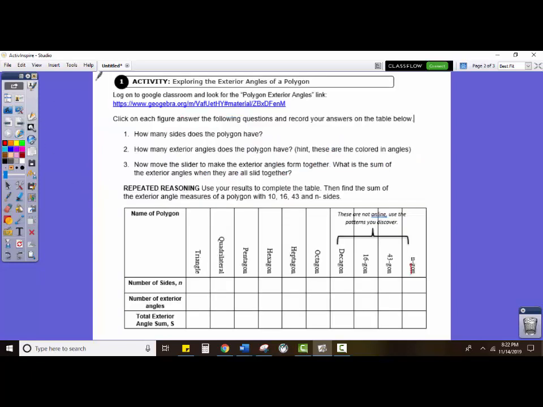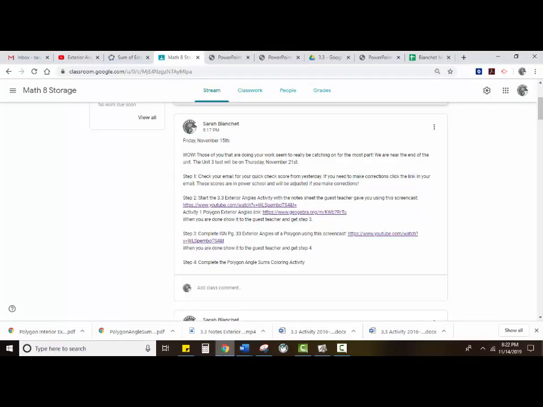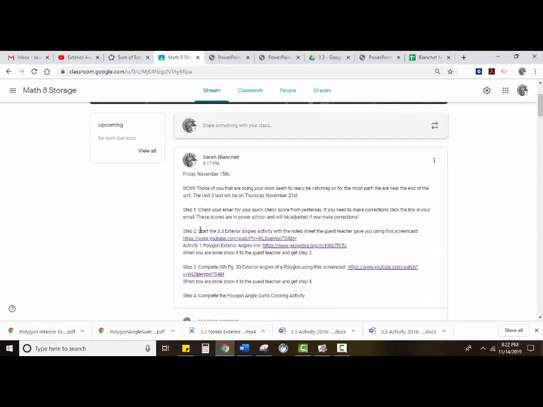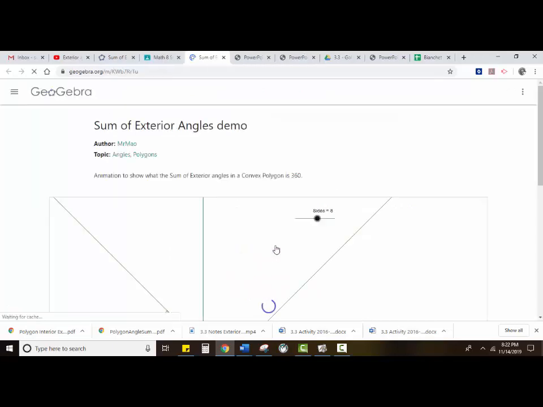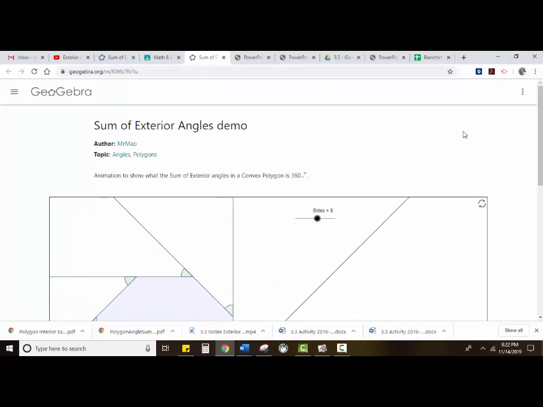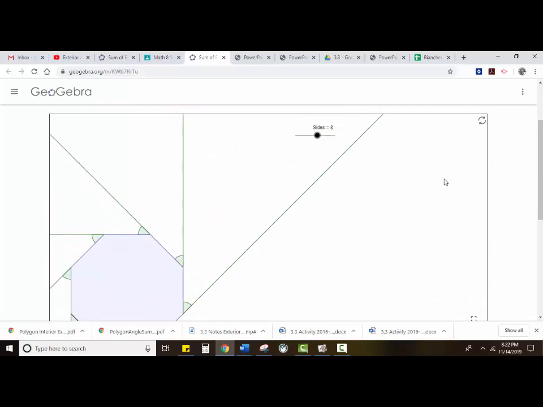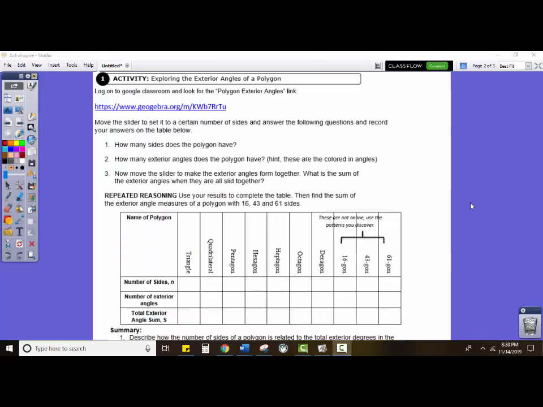So looking at the activity, it says we need to log on to Google Classroom and look for the Polygon exterior angles link. So you'll go to Google Classroom, whatever class you're in, and find the link. You're on step 2. Right below the screencast link, it says Activity 1, Polygon exterior angles link. I'm going to click on this. It'll bring this up, and you can just leave this here for now. We'll go back and look at the directions here.